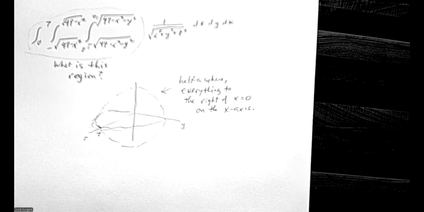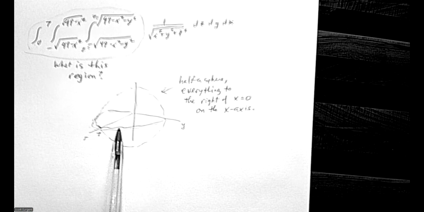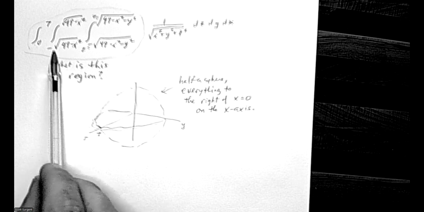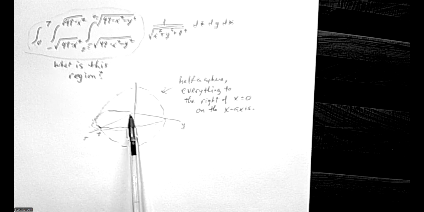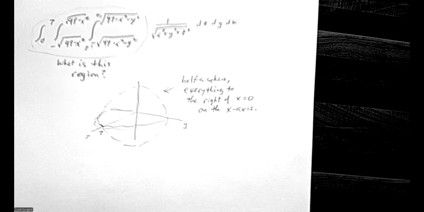So that's really the trick, is to try to identify the picture, because you've got a bottom half of the sphere and the top half. That's what these guys are. And then when you look at the XY plane itself, you've got a bottom semicircle and a top semicircle. That's what these guys are. And then x goes from 0 to 7. That's what this guy is. And so this is a half a sphere.